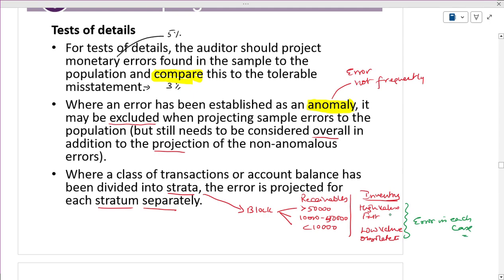Test of details is nothing but this: we make a projection of the error and compare it with the tolerable one. If it is within the limit, which is less than the tolerable, we will do restricted procedures. We will not stop there; we will do restricted substantial procedures. If it is beyond the tolerable limit, then we are going to do some more procedures. Are you clear about this?